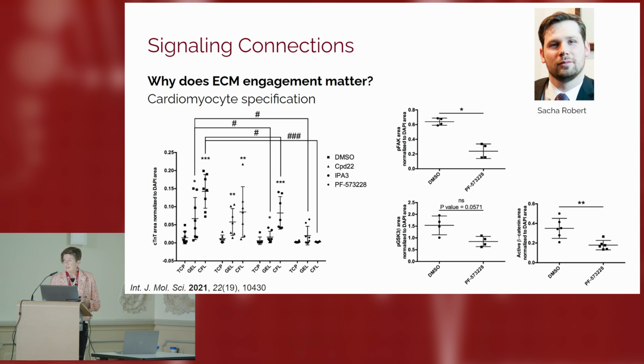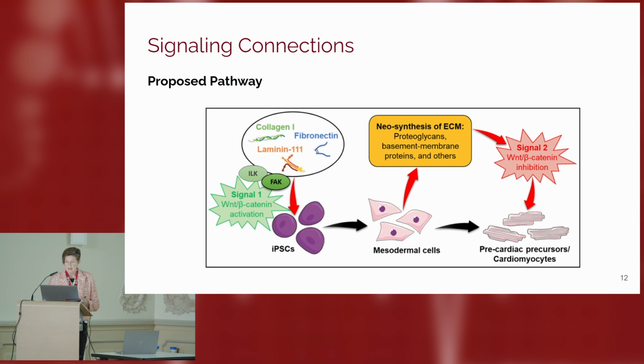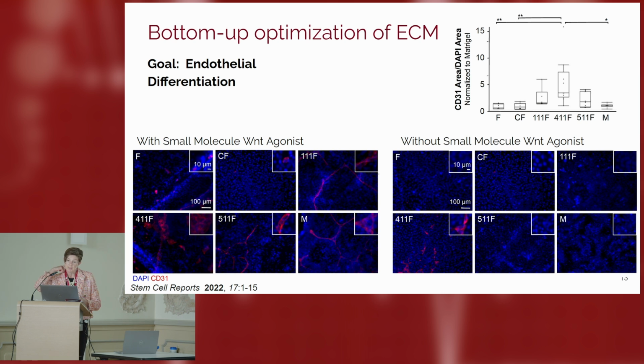We're further exploring this in the context of cardiomyocyte specification, but we have also started to look at endothelial specification, and whether or not ECM proteins can drive endothelial specification without additional stimuli. In this case, we looked at a different set of proteins: again fibronectin, but also type 1 collagen, and laminins 111, 411, 511, and then we used a Matrigel control, the M that you see here. What we found is that without any small molecule Wnt agonists, we see endothelial specification. This is CD31 staining, only in the laminin 411 condition, or at least the only one that's statistically significant. If we also add the small molecule agonist, we see it in more of these conditions, but most prominently again in laminin 411.